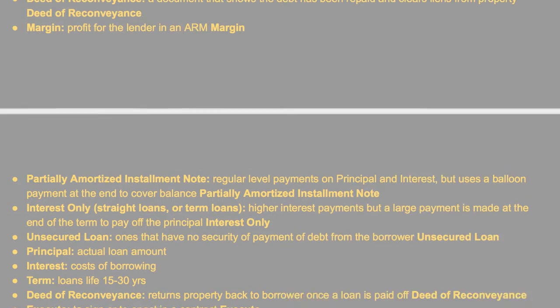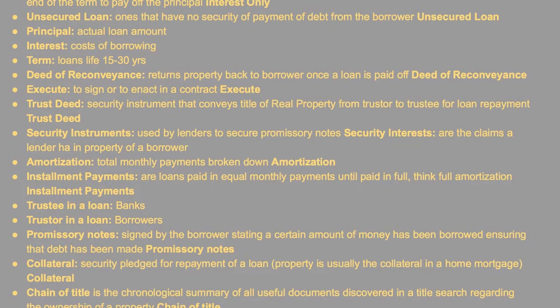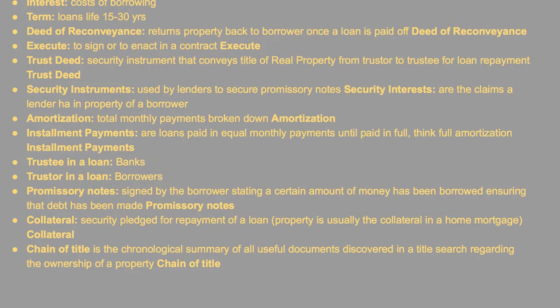To execute is to sign or enact, typically in a contract. Trust deed is a security instrument that conveys title of real property from trustor to trustee for loan repayment. Security instruments are used by lenders to secure promissory notes. Security interests are the claims a lender has in the property of a borrower. Amortization is total monthly payments broken down. Installment payments are loans paid in equal monthly payments until paid in full. Think full amortization.